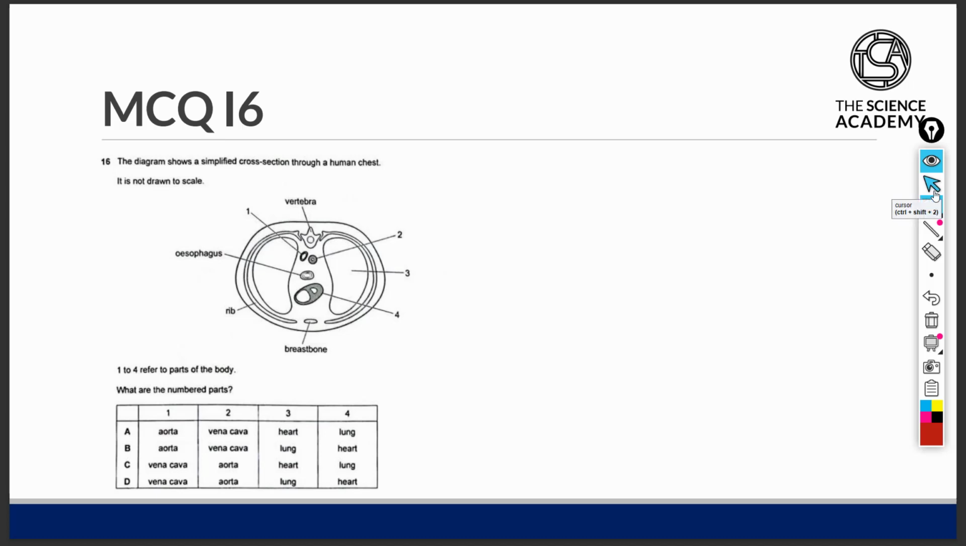Question 16. The diagram shows a simplified cross-section through a human chest. This is not drawn to scale. 1 to 4 refers to parts of the body. What are the numbered parts?